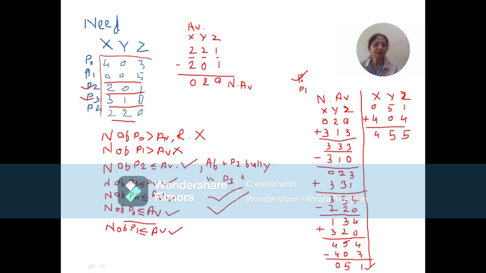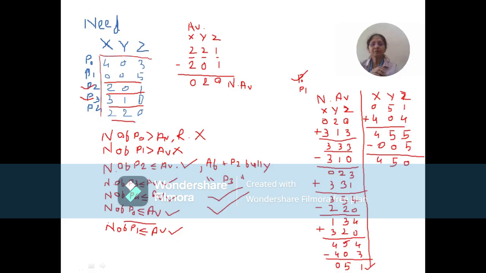The moment we grant the request, what we have to do? We have to subtract the need. So need of P1 was 005. Let's subtract 005. And what do we get? 4 minus 0 is 4, 5 minus 0 is 5, and 5 minus 5 is 0. So this is our new available.